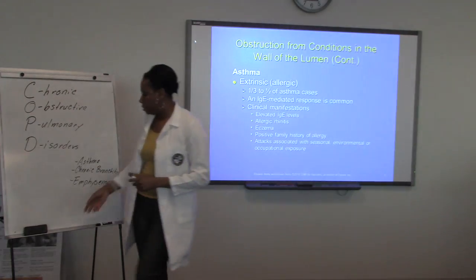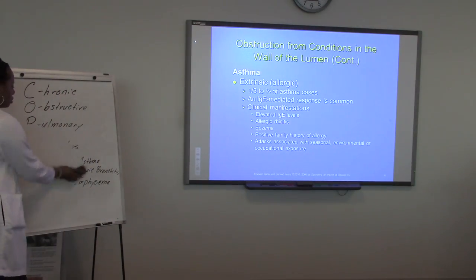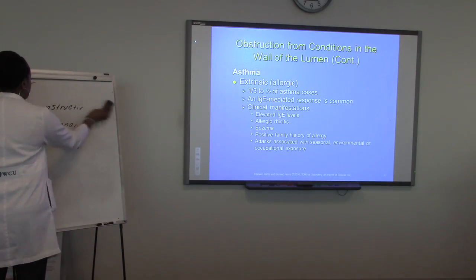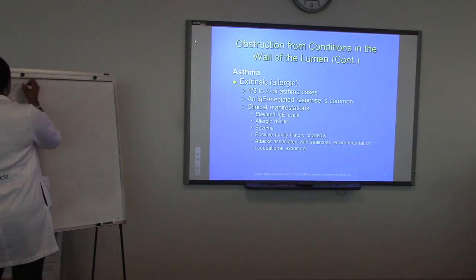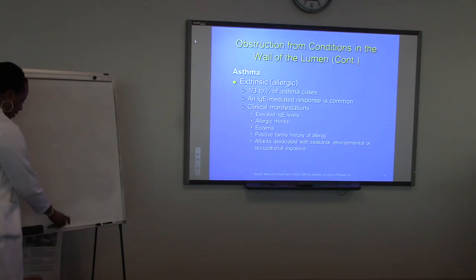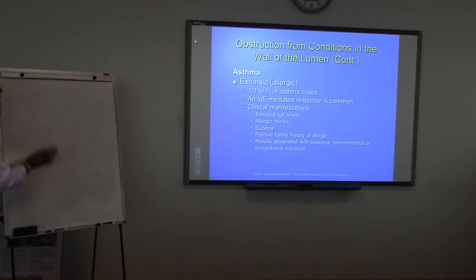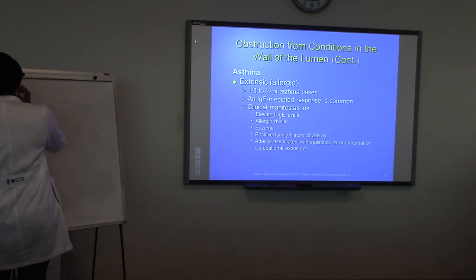So this slide goes into extrinsic, or what we call the allergic form of asthma. I want you to know that there are actually two forms of asthma. We have what is called the extrinsic type, which is the allergic type. This one is the most common type. But then we also have something known as the intrinsic. It's not in your PowerPoint, but they do talk about it in your book. When I test you, I usually just focus on the extrinsic type, the allergic form. But I do just want to make you aware of the intrinsic form.